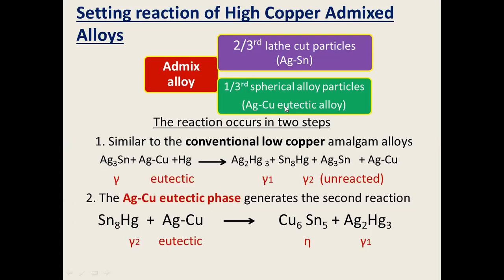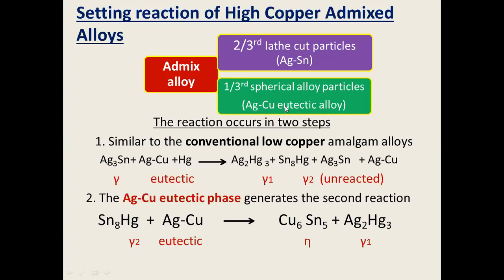The most common example of eutectic alloy is silver copper. The silver copper is stronger and acts as a filler and increases the strength. Now the reaction between the admixed alloy and the mercury: the procedure will start the same, when the amalgamation reaction starts. When we do the trituration, it removes the oxide layer and then the mercury dissolves into the silver alloy powder. Now here the reaction occurs in two steps.